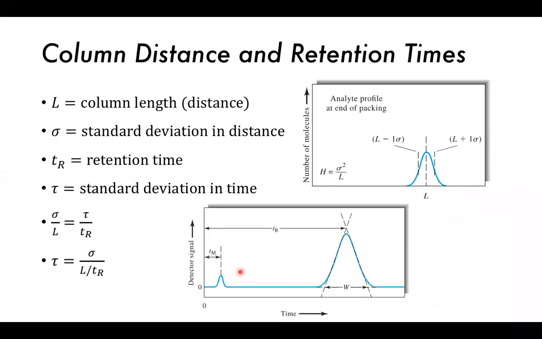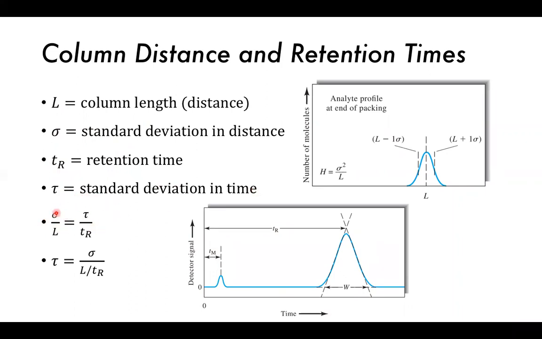So here it is again, but this time we are taking into account the width of this peak here, and then the retention time TR, and then the time for the mobile phase to pass through the column as TM. And so we can relate all of these together to find out the column length, the standard deviation and distance, TR, the retention time, tau, the standard deviation in time. Then we can relate these.